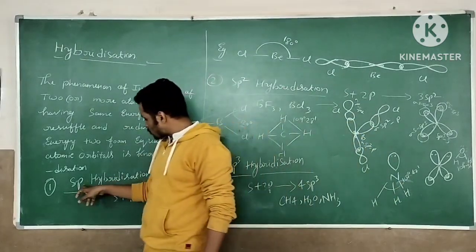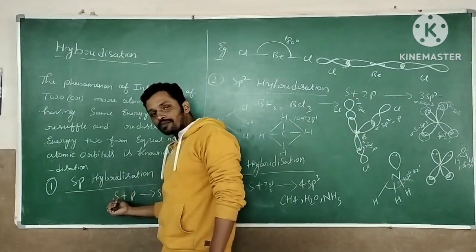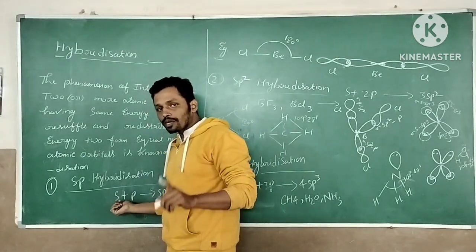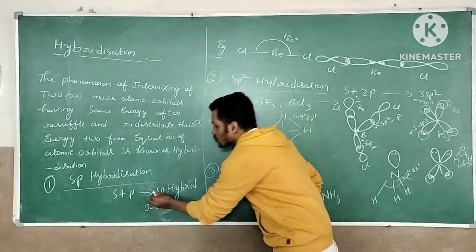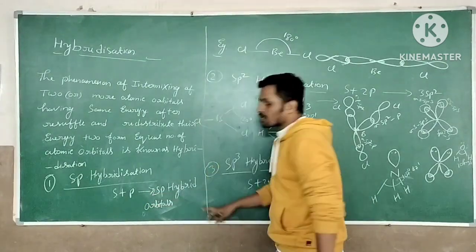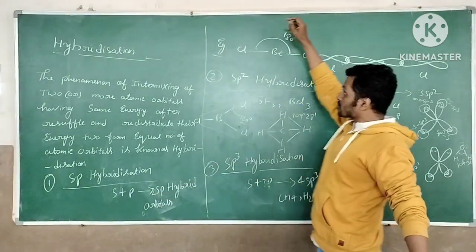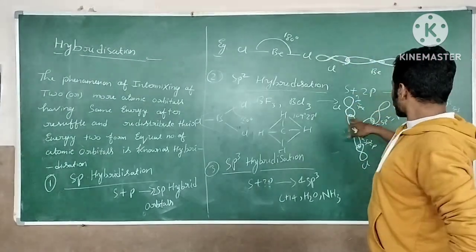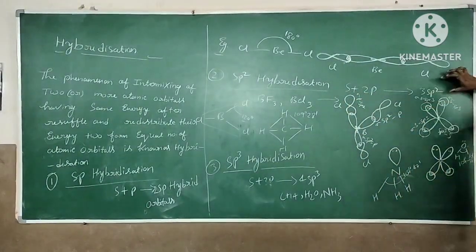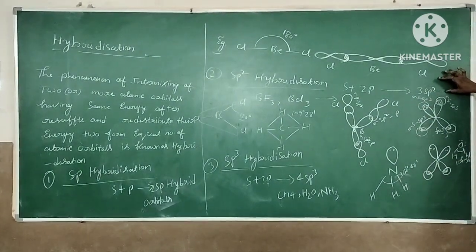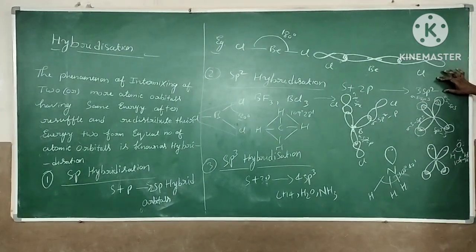For example, first, sp hybridization is the intermixing of one s orbital and one p orbital to form an equal number of hybrid orbitals, that is, two sp hybrid orbitals. Next, if you take one s orbital and two p orbitals, three sp2 hybrid orbitals will form. That is, an equal number of hybrid orbitals will form.